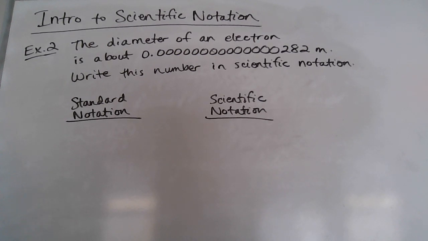All right, so here's a great example of where scientific notation definitely makes it easier to work with a number. The diameter of an electron is about that tiny number of meters. I don't even want to try to say it. I don't want to find the place value. That's just a lot of zeros. Seems really tedious and not a lot of fun to work with.